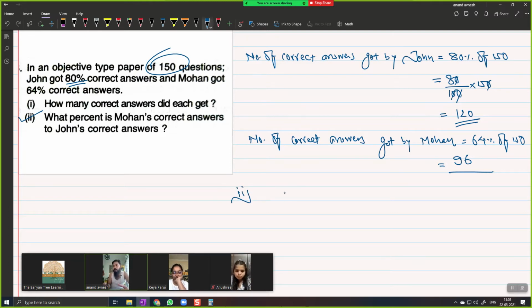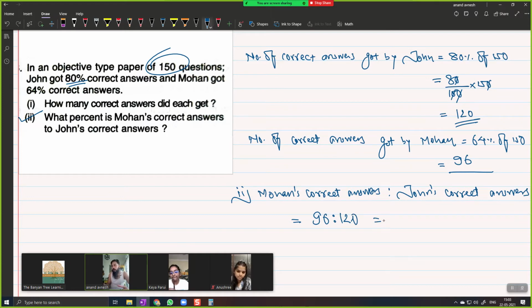Okay, so what is the ratio of Mohan's correct answers to John's correct answers? It is 96 is to 120, which is 96 upon 120. Can you simplify this? Cut this, bring this into lowest form.